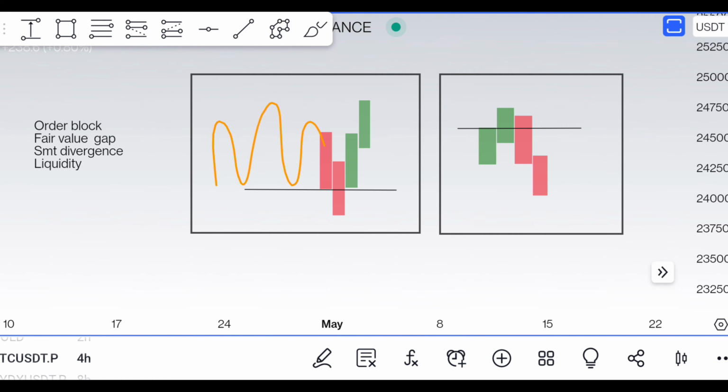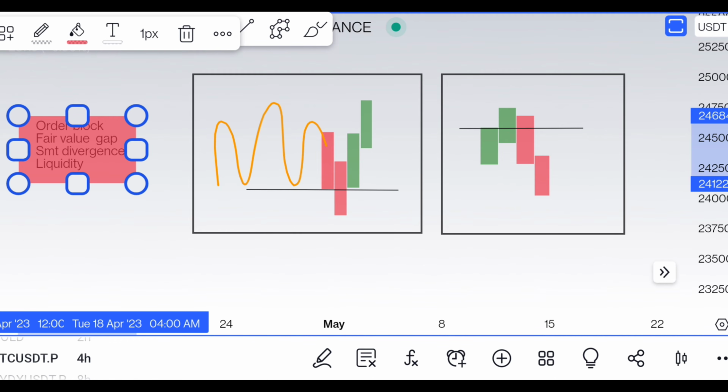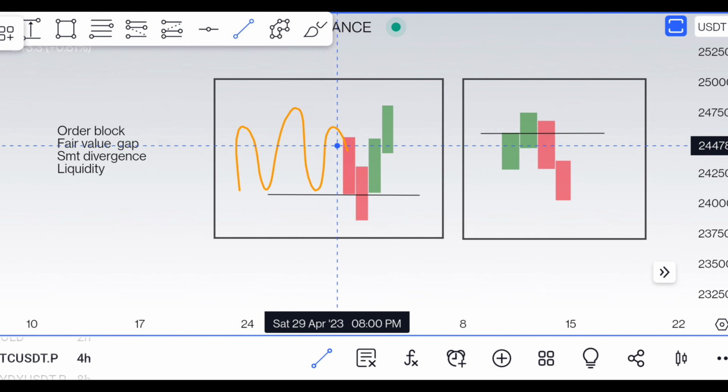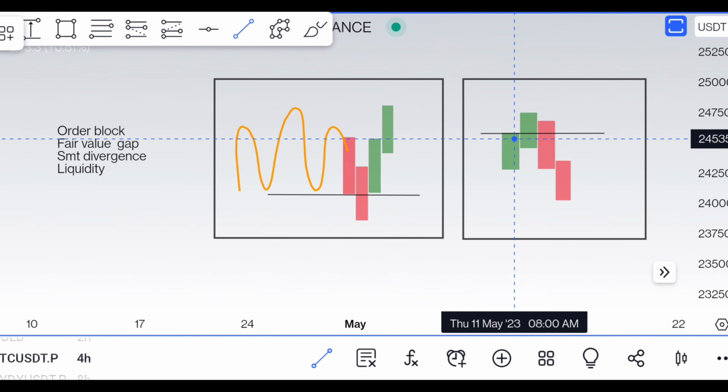Before starting the main concept, I will explain these terms, okay? Because we will be using these terms in our lecture. So the first one is order block. What is order block? We have two types of order blocks, bearish order block or bullish order block. This one is a bullish order block and this one is a bearish order block.